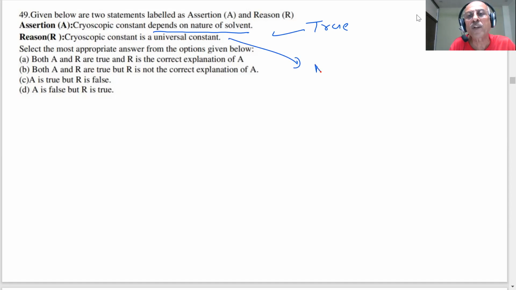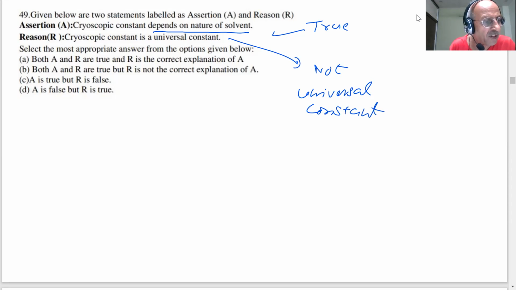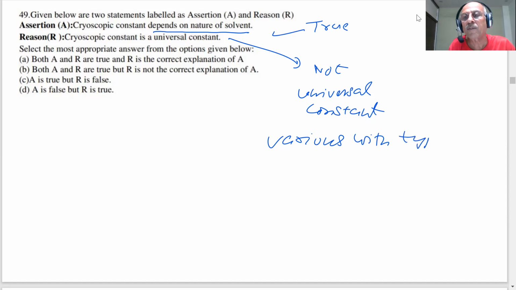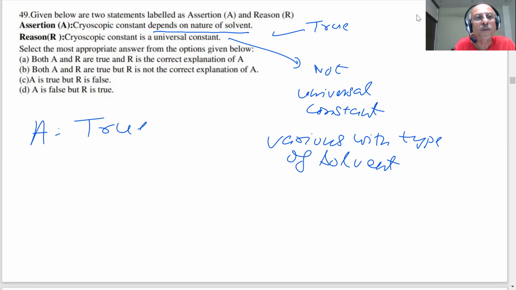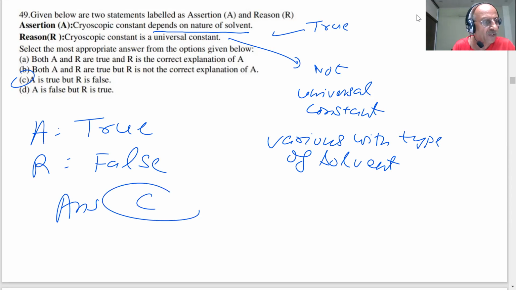No, it is not a universal constant. It depends on the nature of the solvent, student, and it varies with the type of solvent. As the solvent changes, the value will change. Then that is not correct. So assertion is true and reason is false. What is the correct answer? A is true, but R is false. Therefore, the answer of this is C, students.